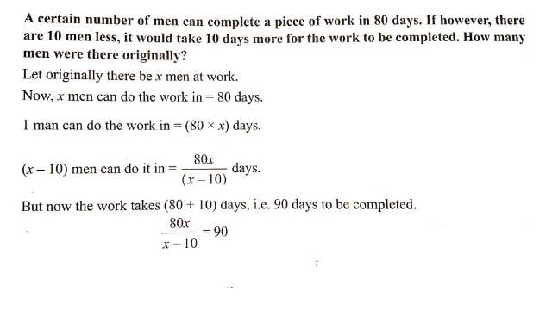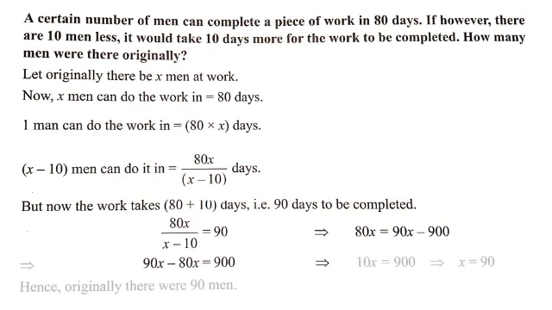So 80x by x minus 10 is equal to 90, which gives 80x is equal to 90x minus 900, which is equal to 90x minus 80x is equal to 900. When we subtract 90x minus 80x, we get 10x, which is equal to 900. And now I should bring the 10 to the other side, leaving the x alone. When there is no sign between a variable and a number, it means it is multiplication. So when I bring the 10 to the other side, it becomes division. So x is equal to 900 by 10, which is equal to 90. Hence originally there were 90 men.